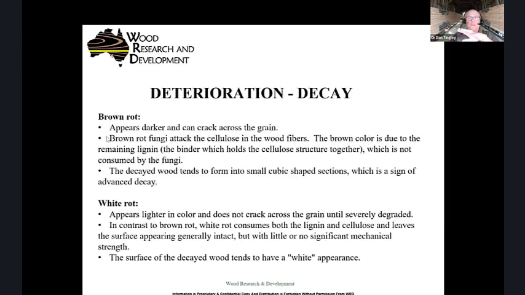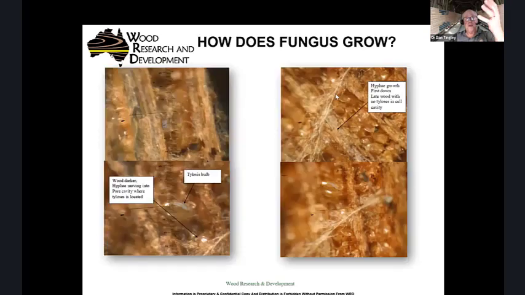So there's two types of rots out there today, brown rot and white rot. Brown rot basically eats the cellulose fibers, leaving the lignin. The white rot eats the lignin first, leaving the cellulose, thus brown and white. You can see the hyphae growing here from a spore.